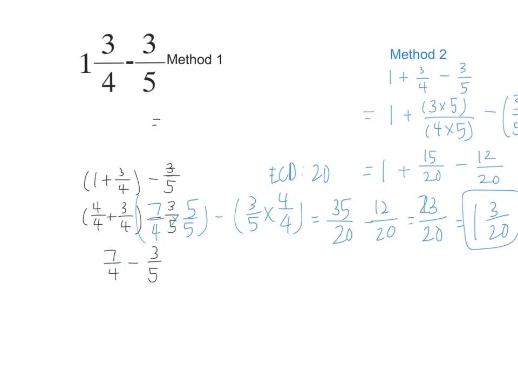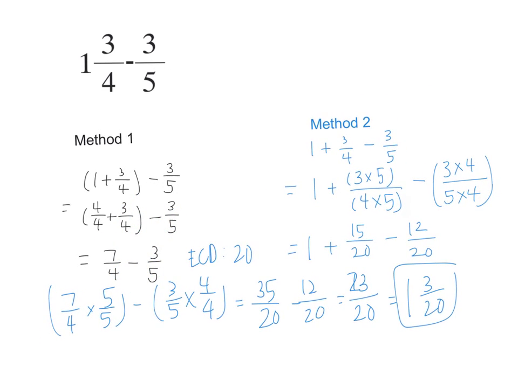Okay? Oh, man. Well, that's very confusing. Okay. We're just going to look. Method 2 is this part right here. Okay, let's look in the box here.